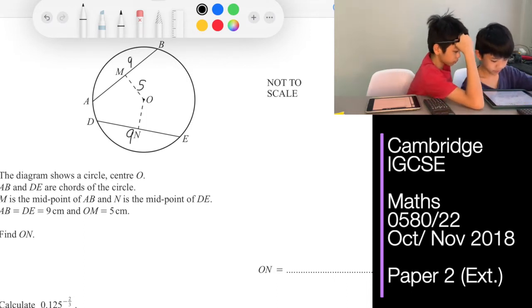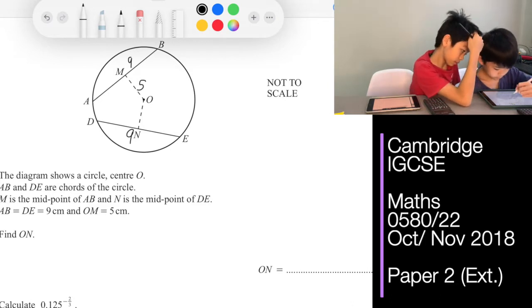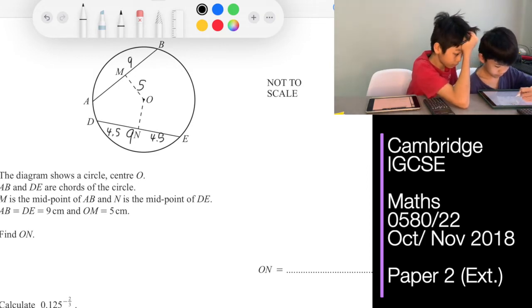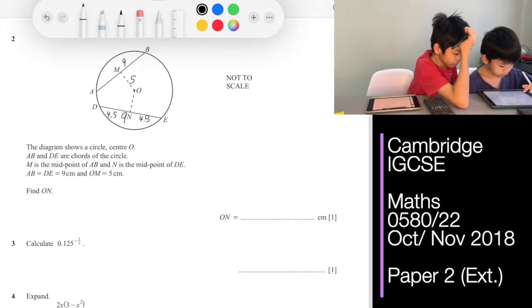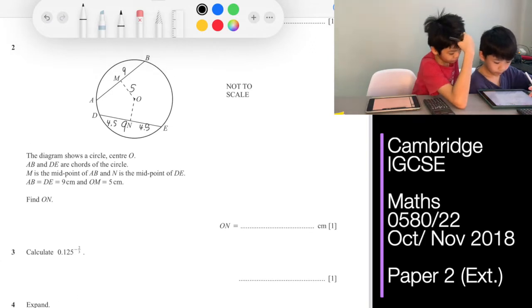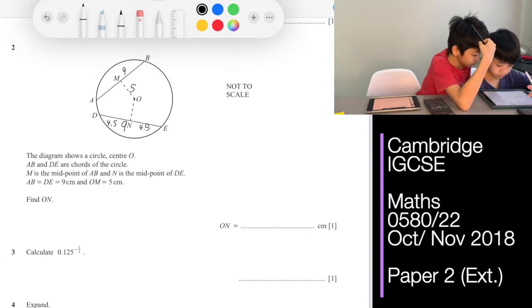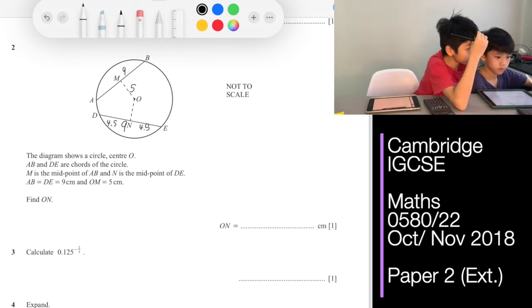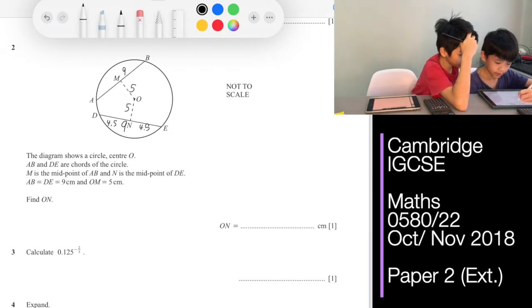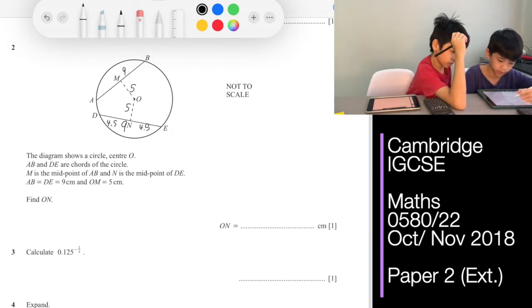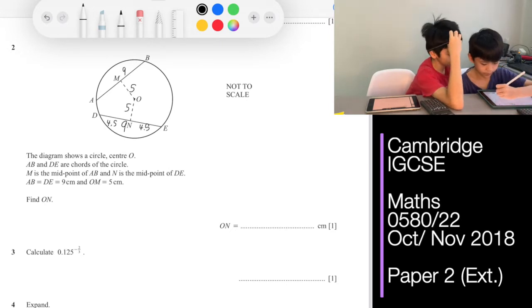N is the midpoint of DE. So here's 4.5 and 4.5. Find ON. So this one's pretty simple, it's 5. Because this must be the same line as this because they have the same length and they're on a circle and they both meet O. So ON is 5.